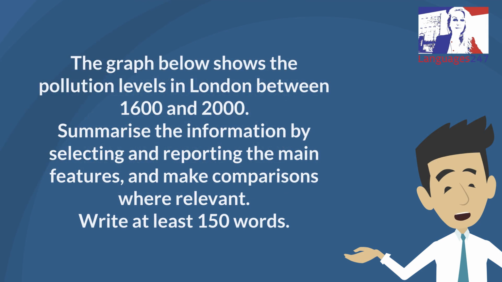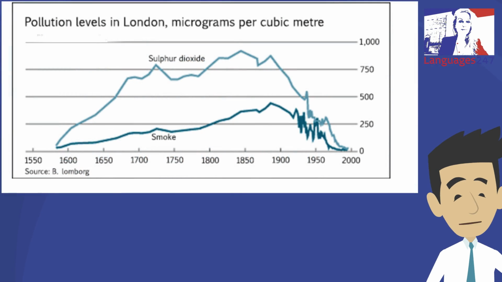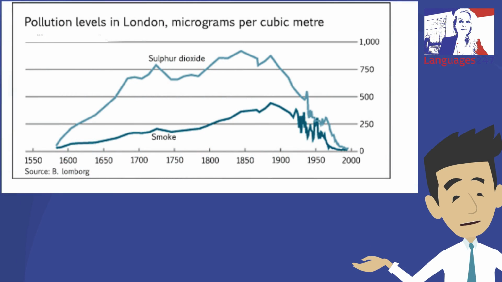The graph below shows the pollution levels in London between 1600 and 2000. Summarize the information by selecting and reporting the main features, and make comparisons where relevant. Write at least 150 words. Now study closely the line graph.